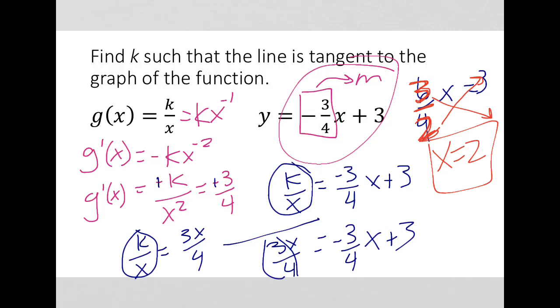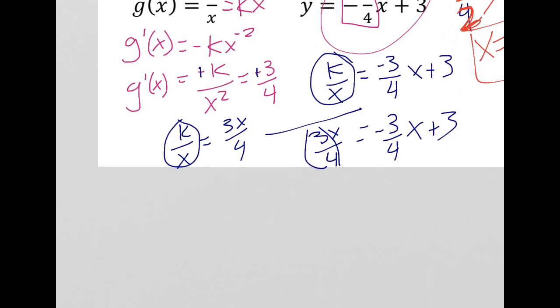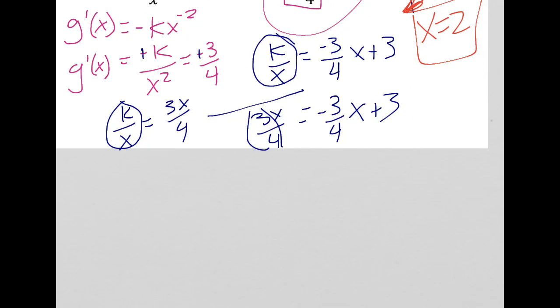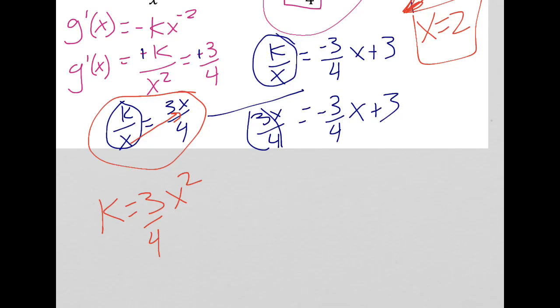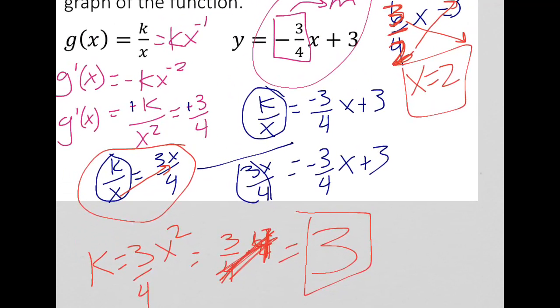And what do I do with that now? I know that x equals 2, but I still need to find k. So I'm going to plug into one of my equations. So look at this one right here. k over x equals 3x over 4. So I'm now going to move that other x up as well to get k equals 3x squared over 4. I'm going to plug in my x value to get 3 over 4 times 2 squared, which is 4. 4 over 4 is 1. So k is 3. And again, check this on your calculator.